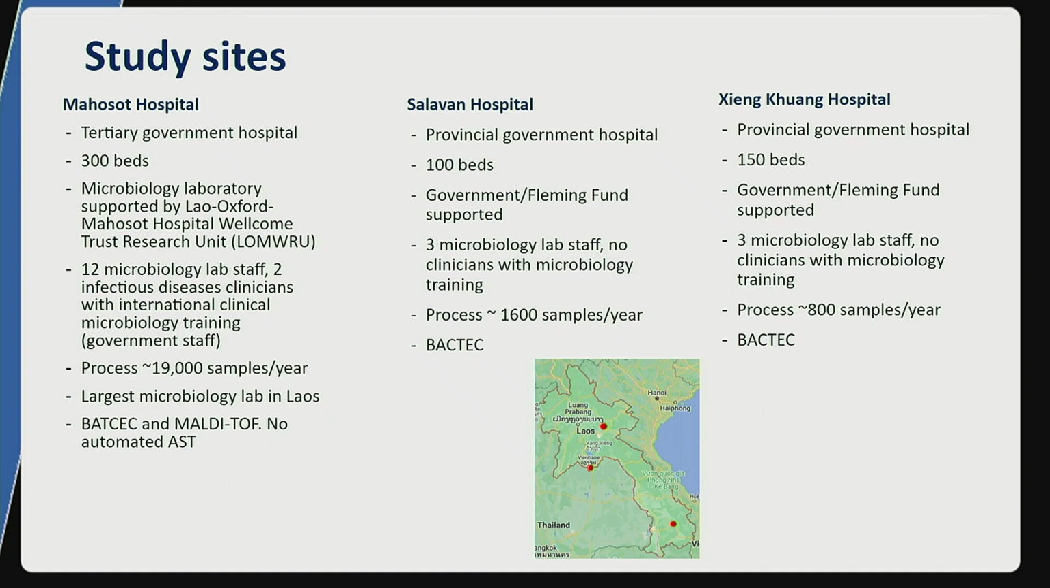So here you can see a bit about the 3 study sites. I won't go into too much detail, but just to say that Mahosot is a tertiary government hospital in the capital city and is the largest microbiology lab in the country. Salavan and Xiengkhuang are government provincial hospitals in more rural areas of Laos, and each have 3 laboratory staff who also work in the general lab. Slide, please.